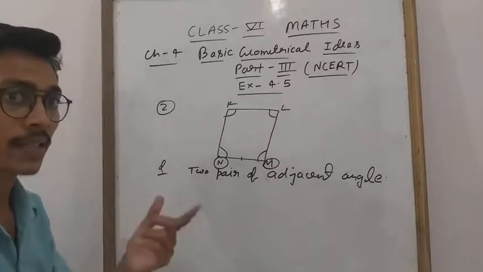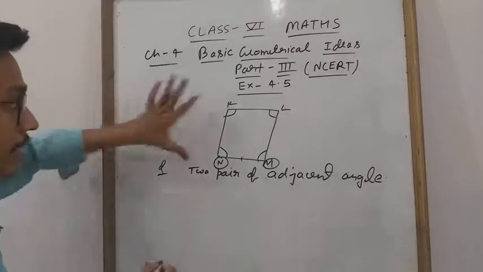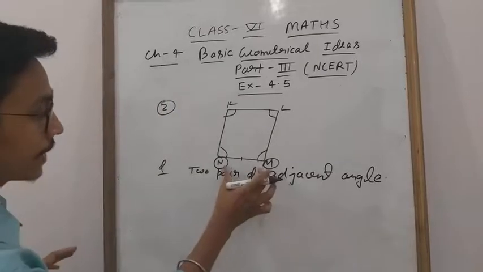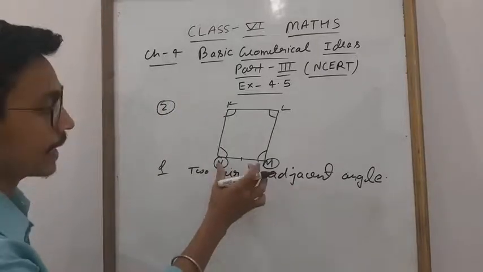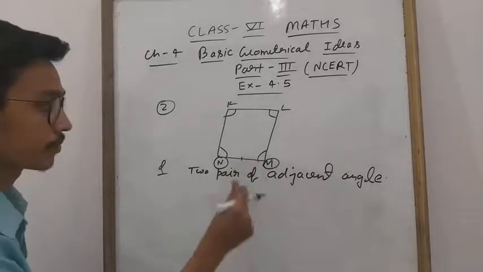The angles lie on the same side. Just see, student, this is line KN, and what are angle K and N? They lie on the same side. So what are they? They are adjacent angles. Similarly, N and M, angle N and M, they lie on the line NM. See, same line, so they lie on the same side.